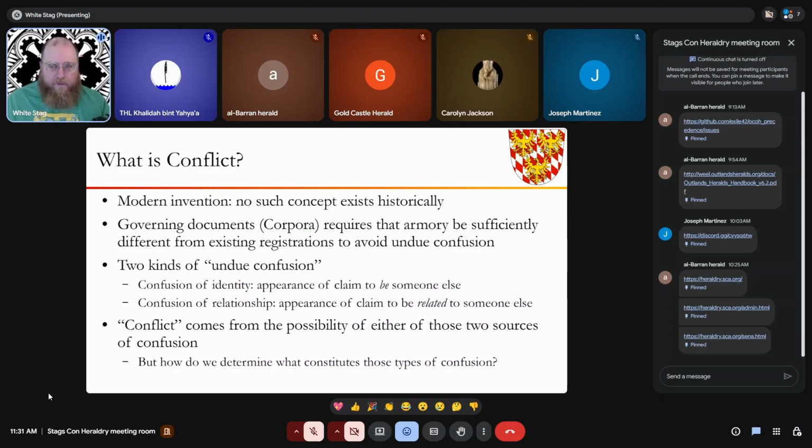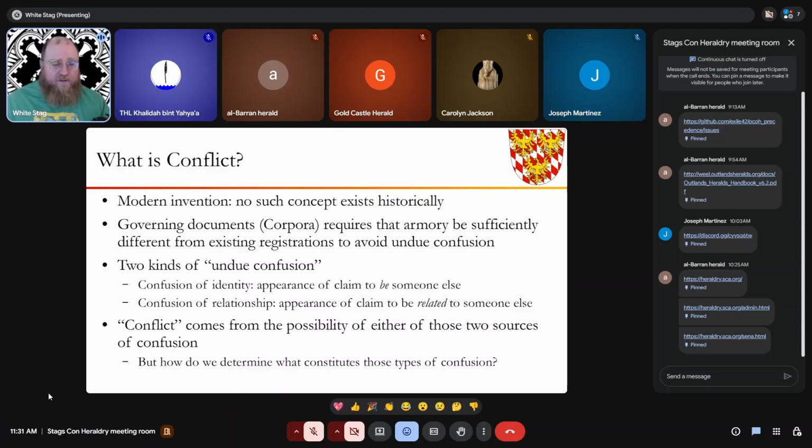Governing documents, so Corpora, require that armory be sufficiently different from existing registrations to avoid undue confusion. And I believe that's a quote. I copied and pasted, but I forgot to put it in quotation marks. There are two kinds of undue confusion. They're similar, but there is some degree of nuance. There's confusion of identity, which is your armory appearing to claim to be someone else. And there's confusion of relationship, the appearance of a claim to be related to someone else.